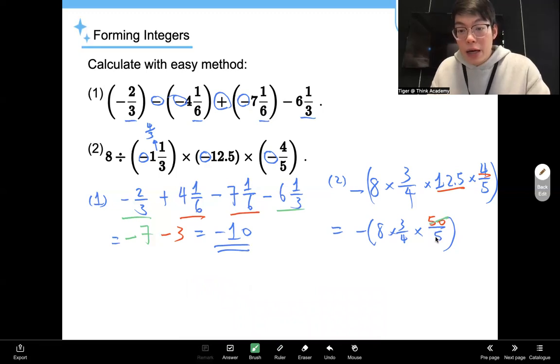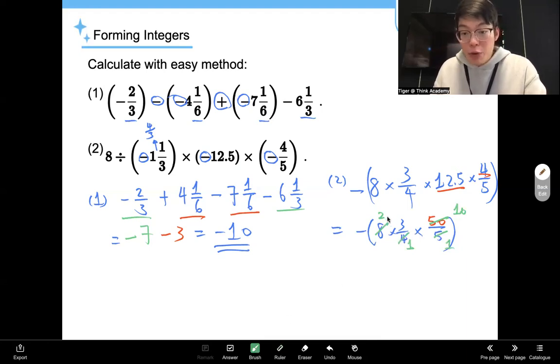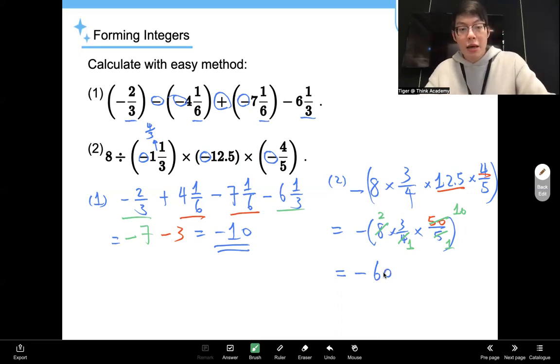So 50 and 5, they have a common factor, 5, which means that if you divide the common factor, it's going to become 10 and 1. And 8 and 4, they have a common factor of 4. Of course, 2 as well, but if you just divide it by 4, it will be more convenient. So now the denominator has all been cancelled out. The only thing that is left is what we have in the numerator, 2 times 3 times 10. So that's going to be equal to minus 2 times 3 times 10, which is 60. All right, so the answer is minus 60.